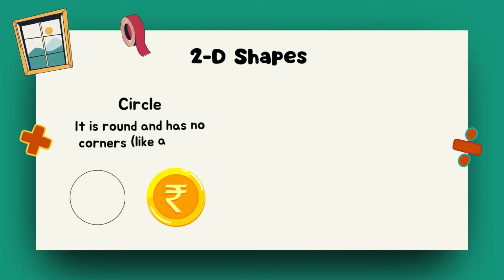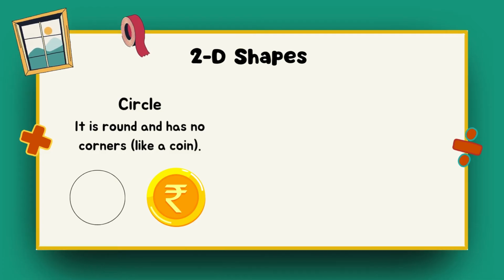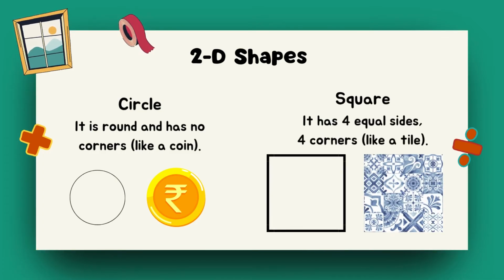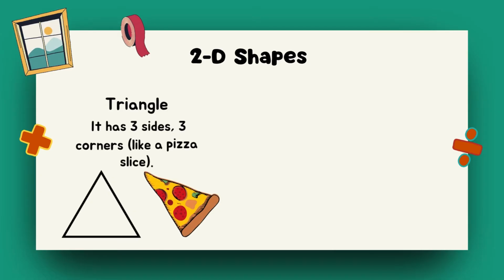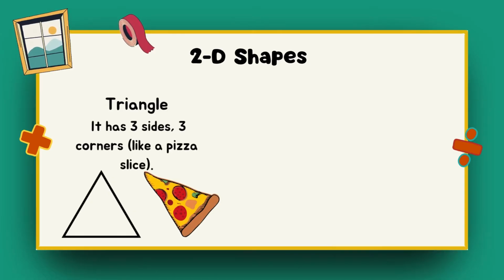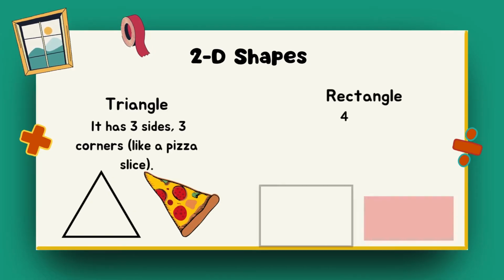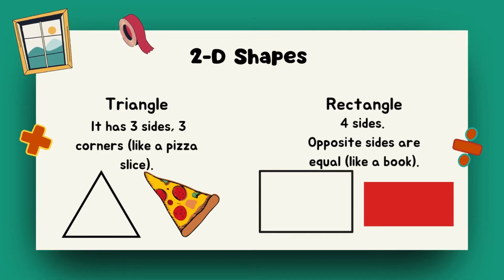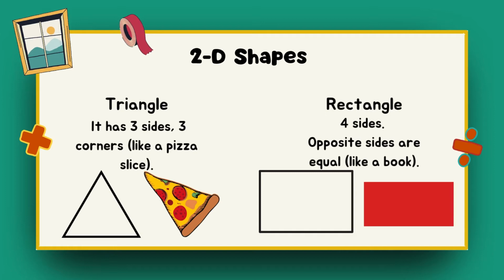A circle is round and has no corners. It is just like a coin. A square has 4 equal sides and 4 corners. It is just like a tile. A triangle has 3 sides and 3 corners, just like a slice of pizza. A rectangle has 4 sides. Its opposite sides are equal, just like a book.